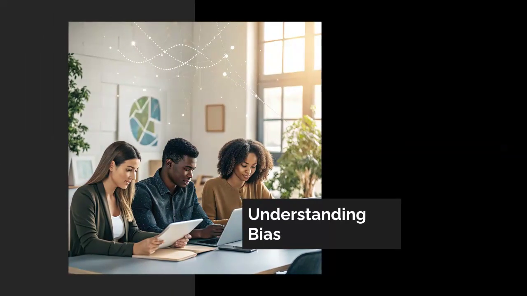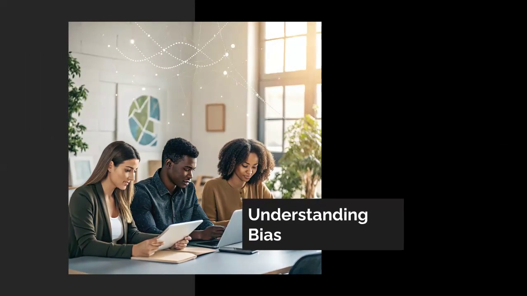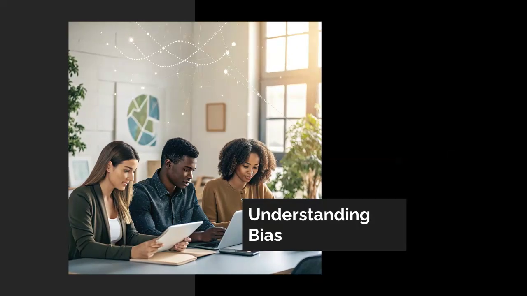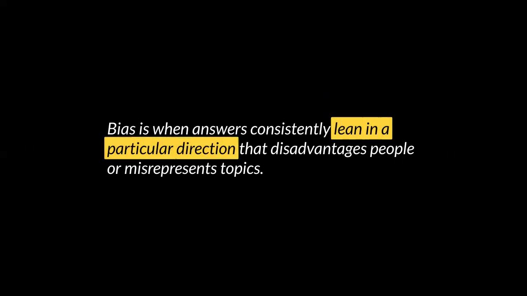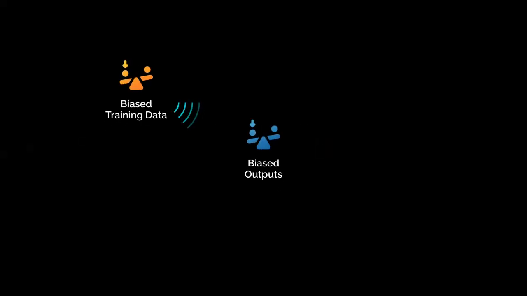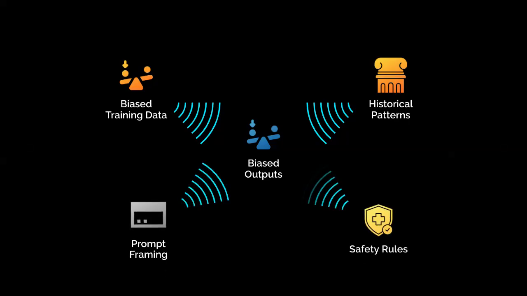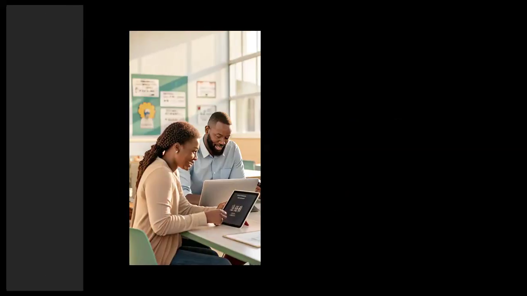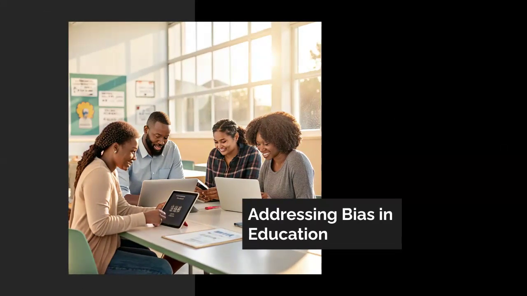Another critical issue is bias, when AI answers consistently lean in ways that disadvantage people or misrepresent topics. Bias happens when answers consistently lean in a particular direction that disadvantages people or misrepresents topics. Four main sources create bias: skewed training data, historical patterns, how you frame prompts, and even the safety rules meant to protect users.